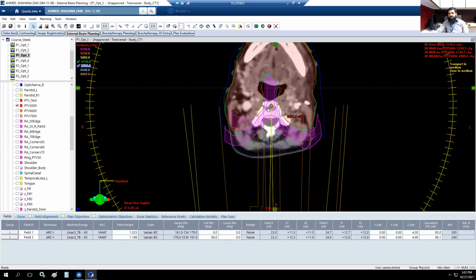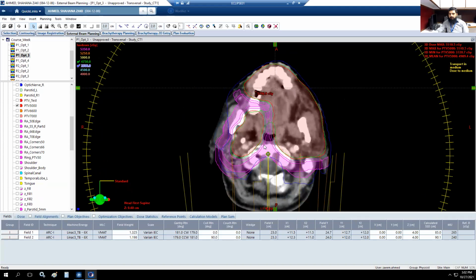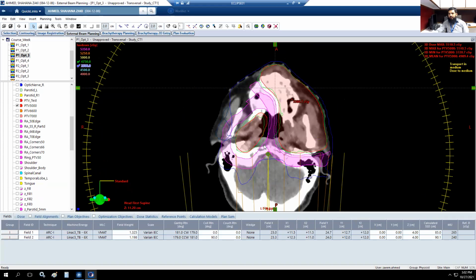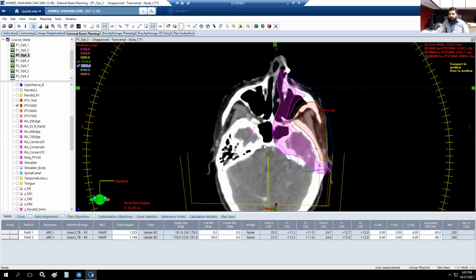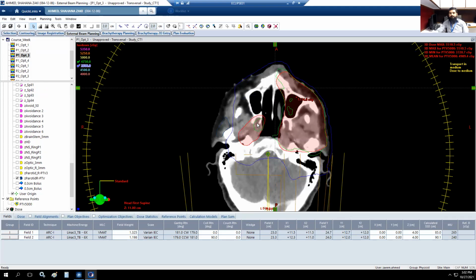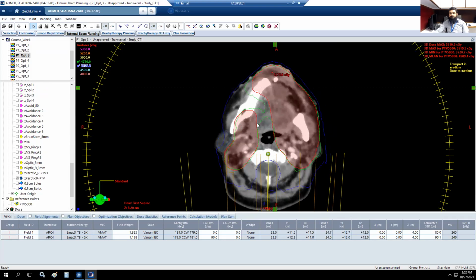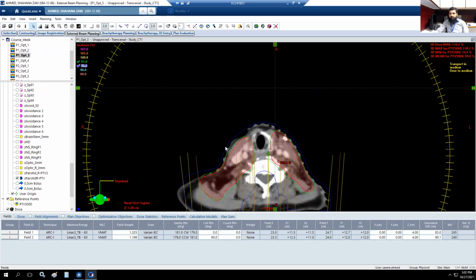This is the PTV which is covered by the 95% of the prescribed dose, which is the practice of the physicians over here. And this is the coverage along with the, let me close the ring first. The blue line here is the 50% prescribed dose line.